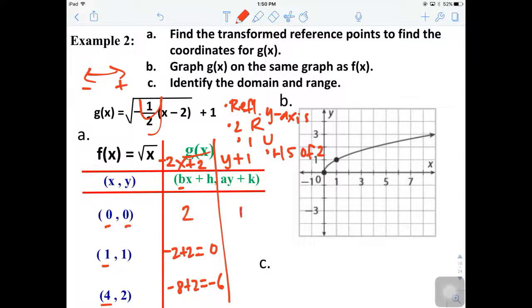0 plus 1 is 1. 1 plus 1 is 2. And 2 plus 1 is 3. So we got 2, 1, which is right there. 0, 2, which is right here. And then negative 6, 3. Whoa, looks like it's going to be way out here. And then 3 is up here. So let's pretend that there's a dot right there. So we know that this graph looks something like this, guys.